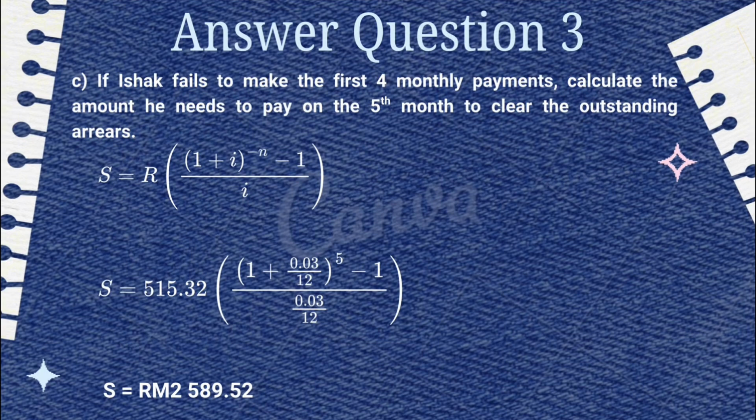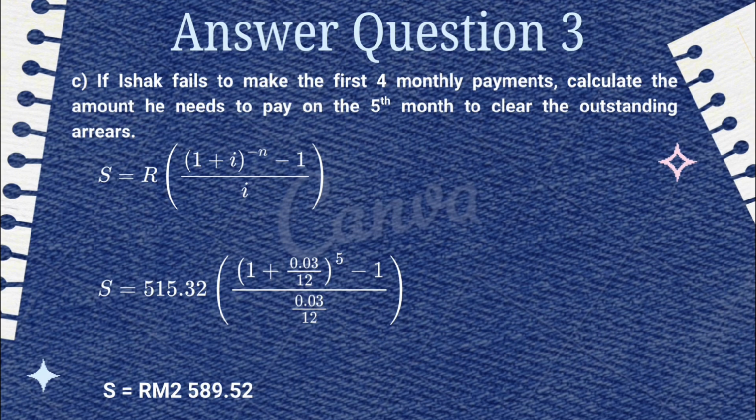Next, question C. If Ishak fails to make the first 4 monthly payments, calculate the amount he needs to pay on the 5th month to clear the outstanding arrears. The formula that we are going to use is S equals R bracket, small bracket 1 plus i close bracket to the power of n minus 1, divided by i, and close bracket.